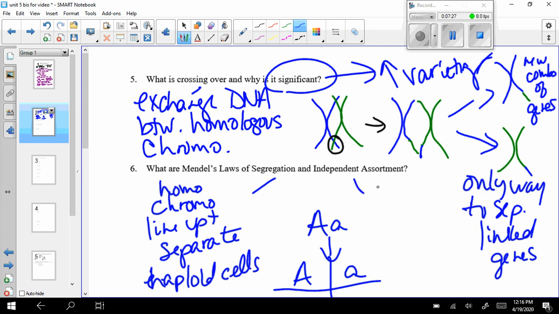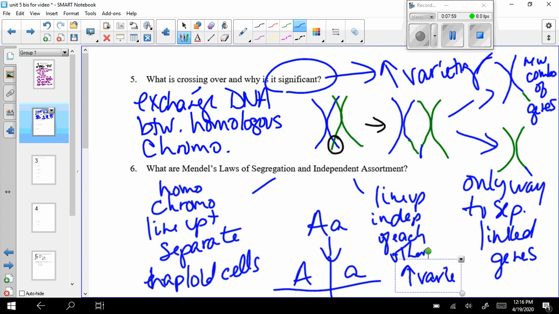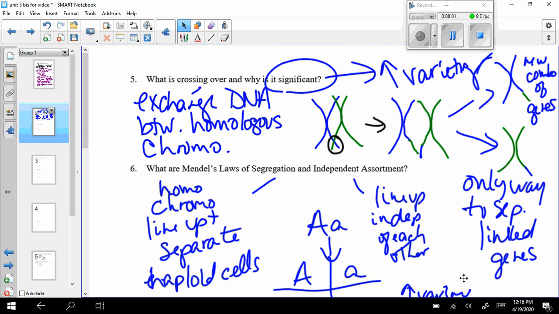And independent assortment is they line up independent of each other. And what I mean by that is the way that they line up does not depend on if they're a maternal chromosome or if they're paternal or if they're number 2 or number 17. They all just line up with their pair and then separate. And so what that does in terms of significance is greatly increase variety because there's so many different combos that you could get.